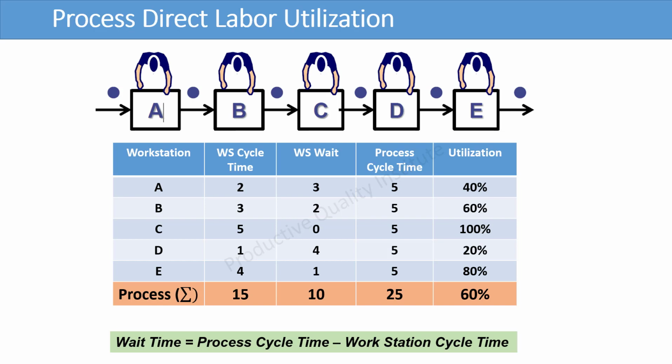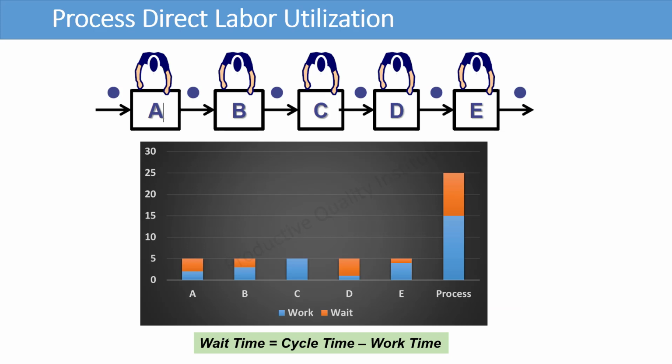The table shows the data of each process: the cycle time, wait time, process cycle time, and utilization. It also shows the total cycle time of all stations, or lead time, the total wait time, the total cycle time of the process, and the process direct labor utilization. The bar chart shows the work time and the wait time for each workstation and for the process, for comparison.